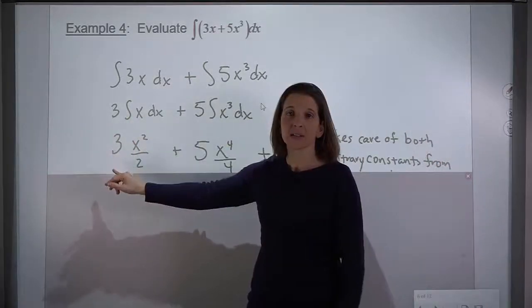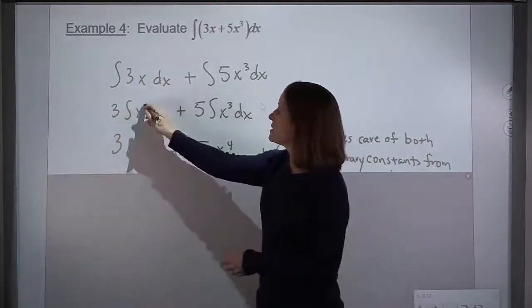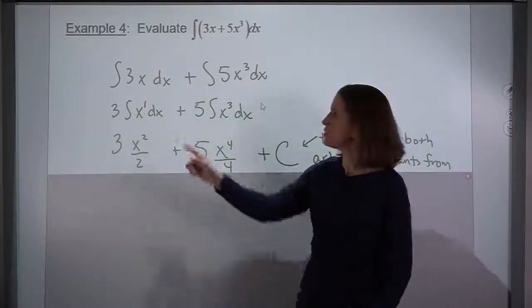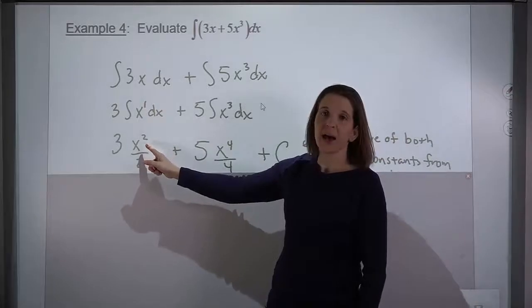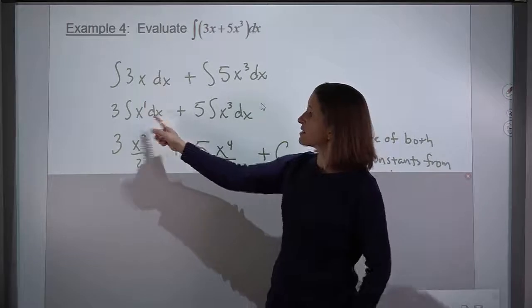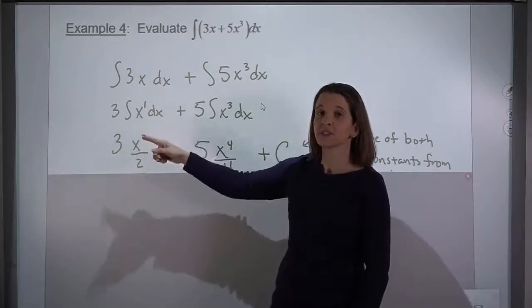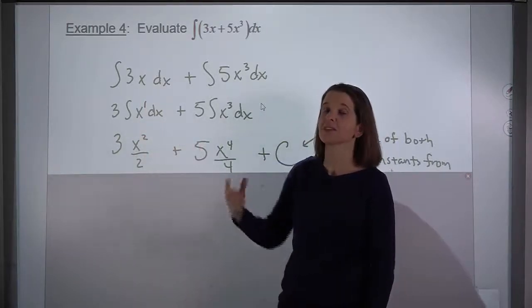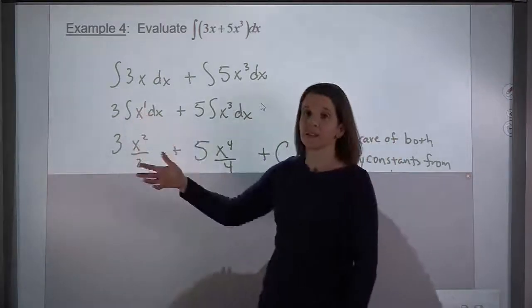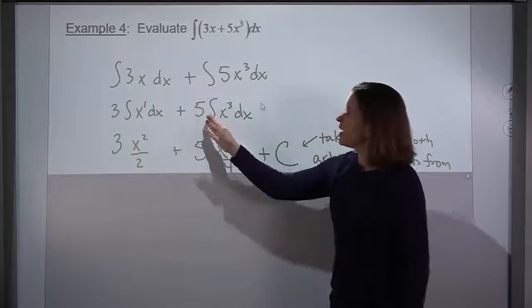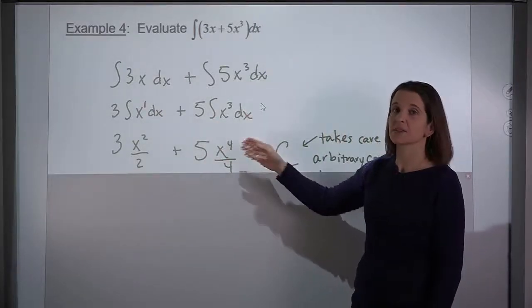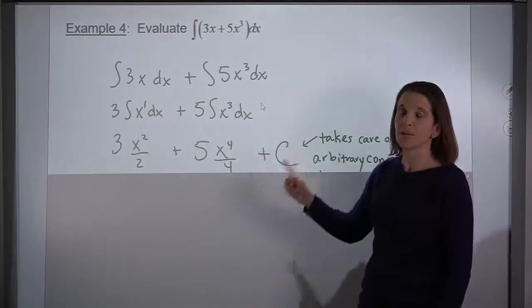So the 3 is a constant that stays. There is a hidden 1 power there, and our reverse power rule says that we add 1 to the power and divide by the new power. Now, the dx is gone, and so is the integral sign because I did what it asked, right? Just like when we took a derivative, the d/dx sign disappeared. These disappear because I did what they said. I took an antiderivative. And then here, the 5 stays, and then I add 1 to the power and divide by the new power to get x to the 4th over 4, and then I always get my plus c.